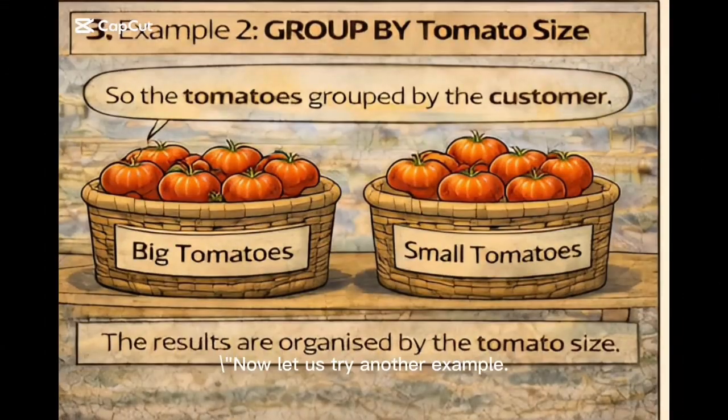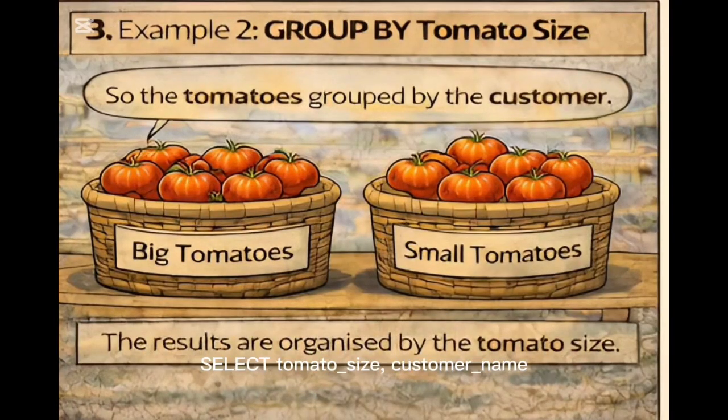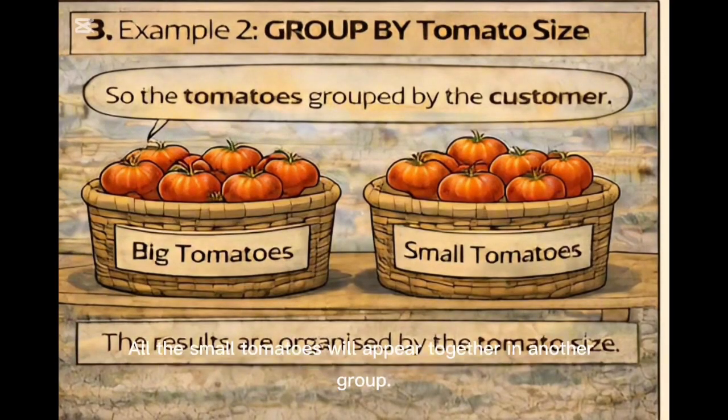Now let us try another example. Instead of grouping by customer, we can group by tomato size. We can write something like this. Select tomato size, customer name from customer orders table group by tomato size. Now the computer will group the results by tomato size. All the big tomatoes will appear together in one group. All the small tomatoes will appear together in another group. So the results are organized by the size of the tomatoes.